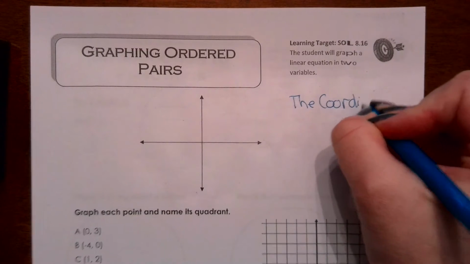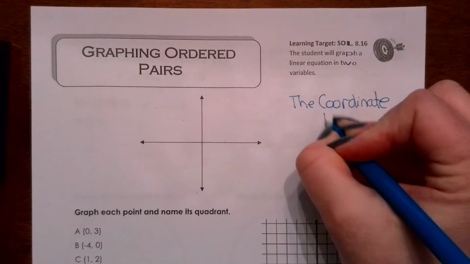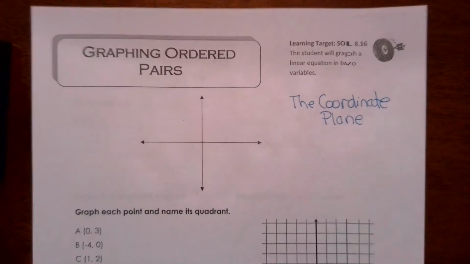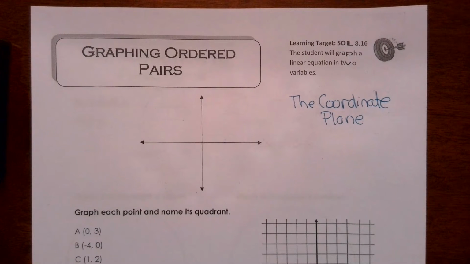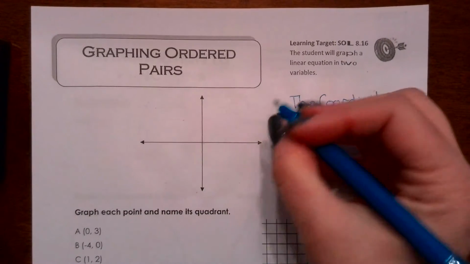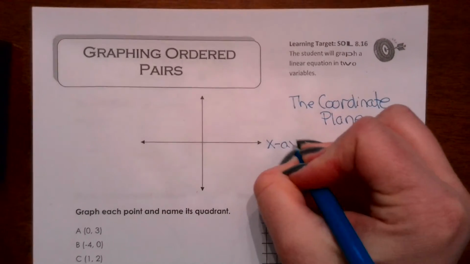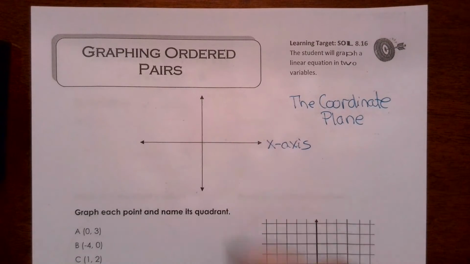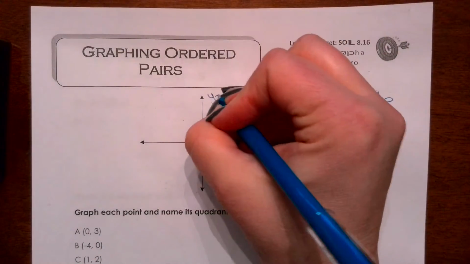So you may remember the coordinate plane from your previous years, but in case you forgot, the coordinate plane is a two-dimensional surface that goes on forever in all directions. It's a flat surface, no thickness. Now it's defined by two lines, and these lines intersect each other at a right angle. The horizontal line is called the x-axis, and the vertical line is called the y-axis.